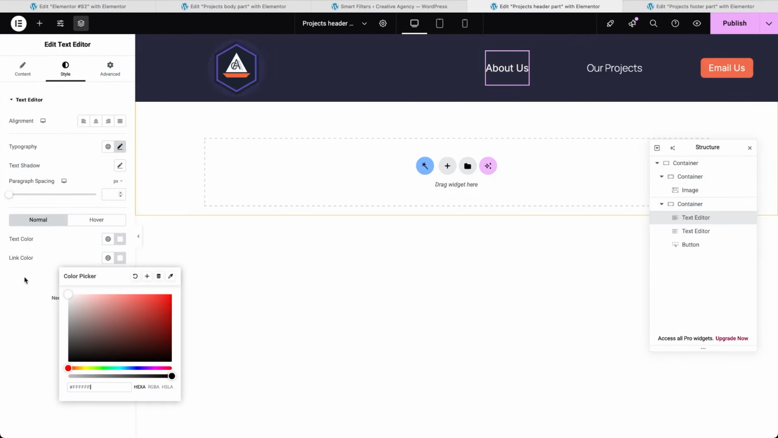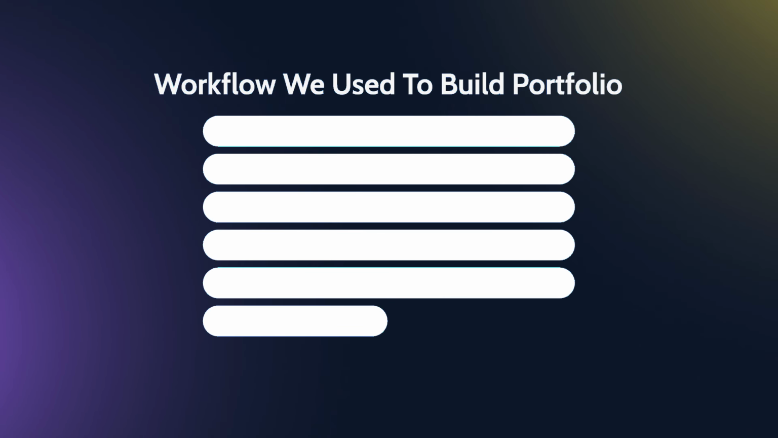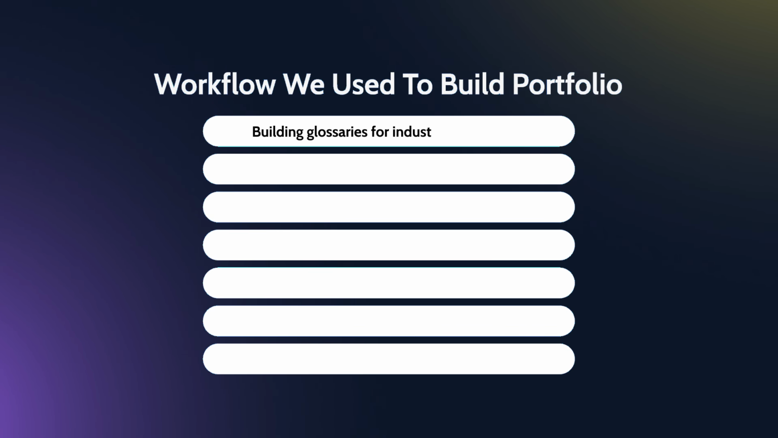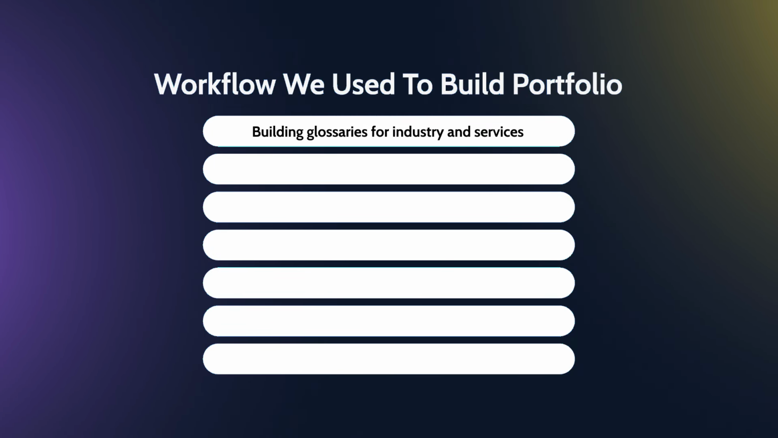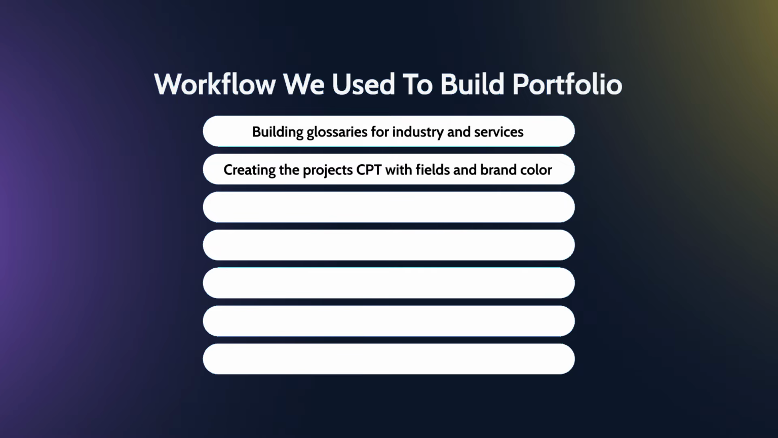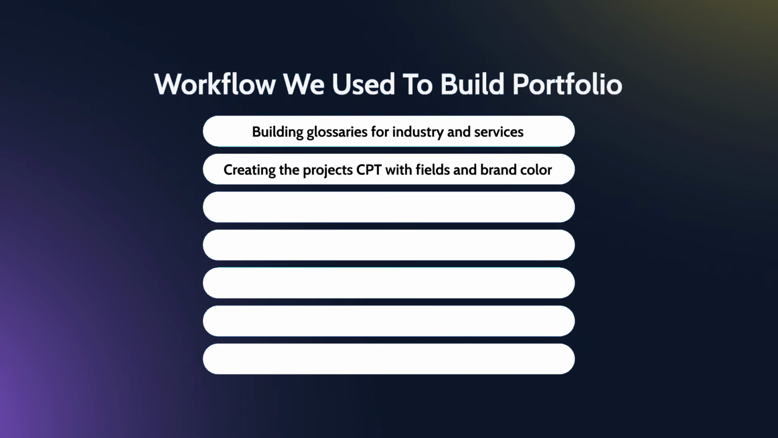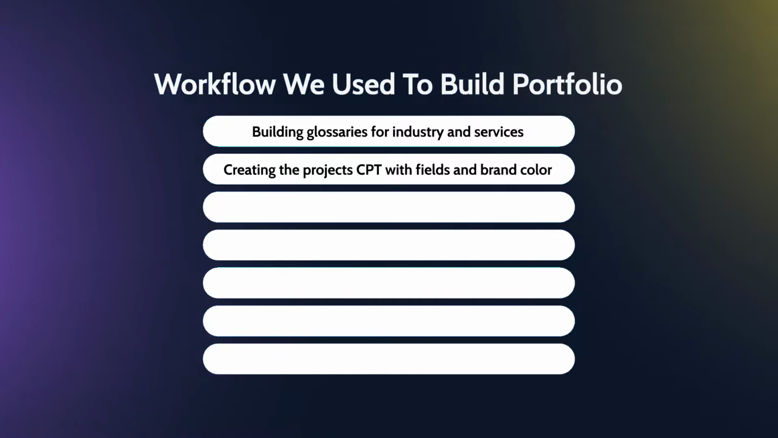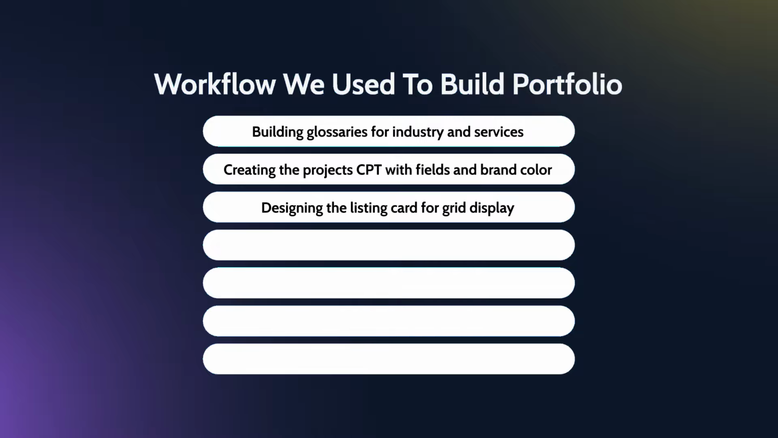Alright, quick recap. We started by shaping the content model. We built glossaries for industry and services that sped up the process because they're used for both post meta fields and filtering options. Then we created the project post type with all the meta fields for project info, plus a brand color so each case can have its own accent. Then we filled in information for many custom post types. We built the listing card with some brand info for a quick presentation of projects in a grid layout.